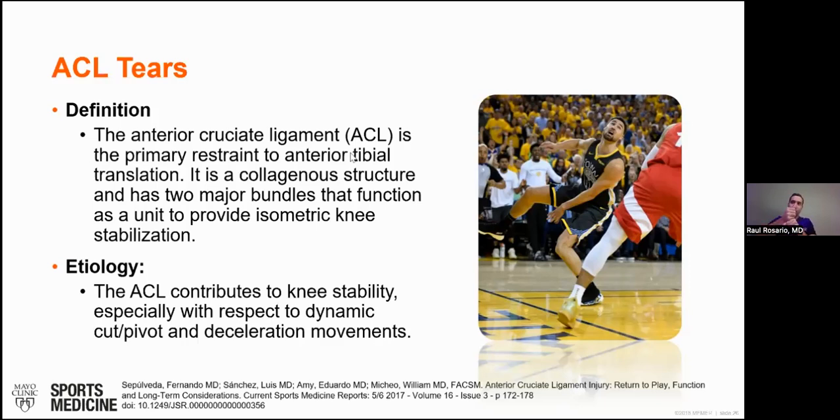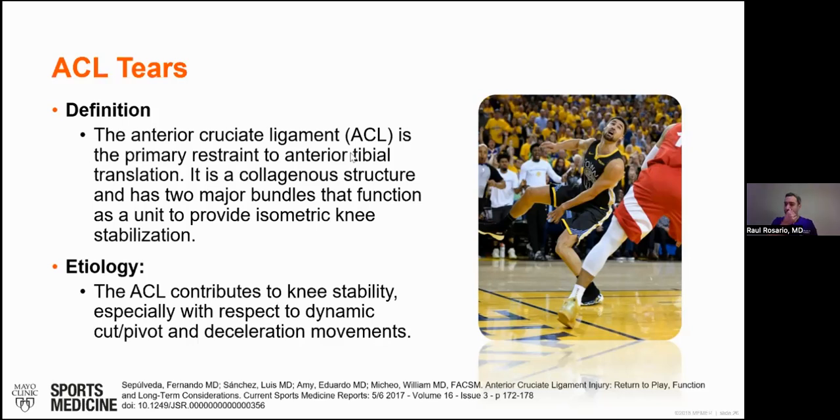So it's avoid la tibia moverse para el frente, ¿verdad? Anterior. The tibia translating anteriorly. So it's two major bundles in that area, and the etiology. So basically, the ACL improves knee stability, especially when you're changing direction, like in basketball or soccer, and football. That's why those sports have a very high rate of this injury.